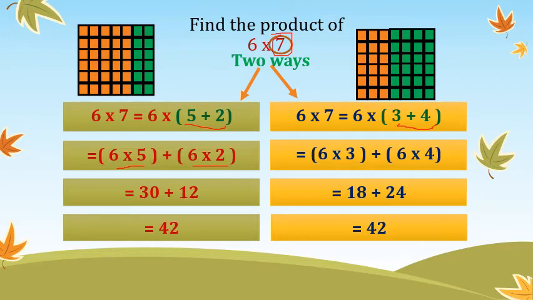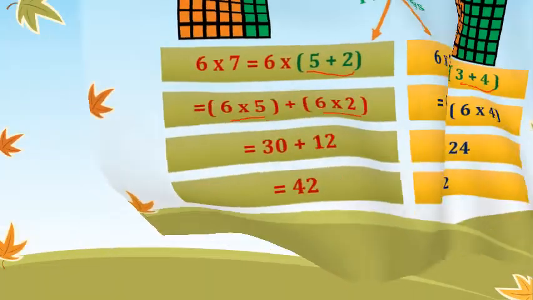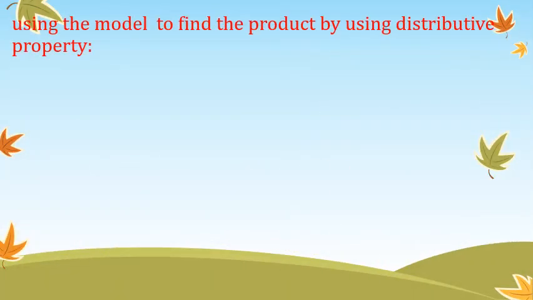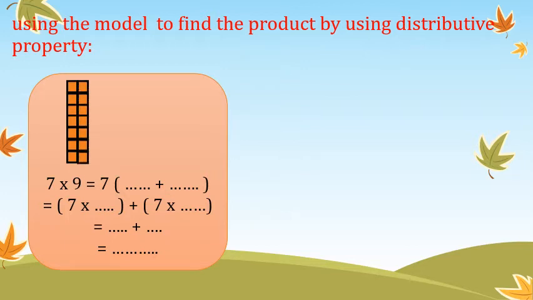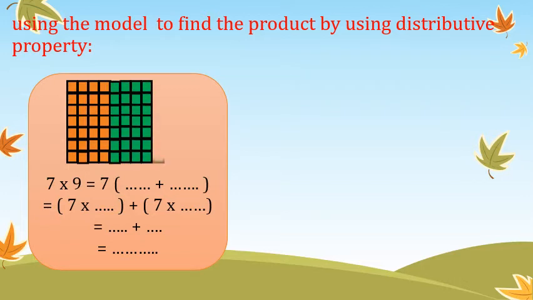Okay, let's see another example. Use the model to find the product by using the distributive property. Now 7 times 9, let's draw 7 times 9. We will have 7 rows and 9 columns. So let's draw it. These are 7. Count them with me. 1, 2, 3, 4, 5, 6, and 7. Okay, and how many columns will I have? 9 columns. 1, 2, 3, 4, 5, 6, 7, 8, and 9.